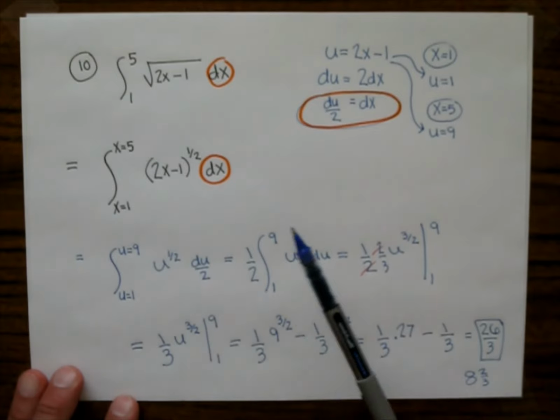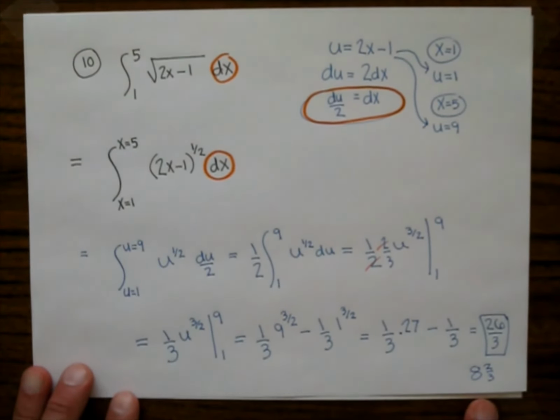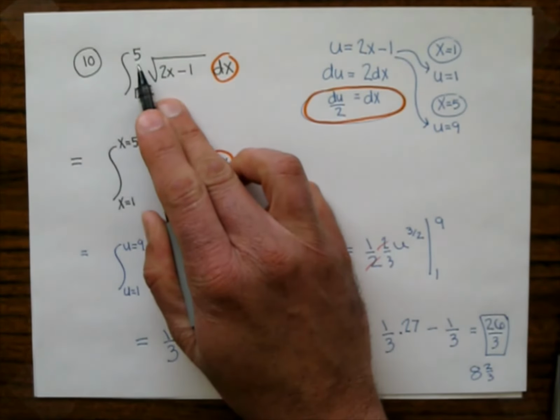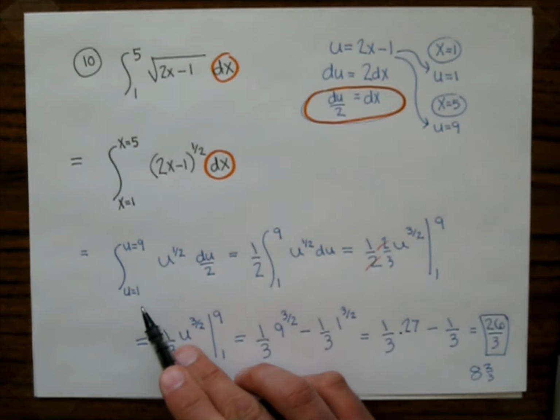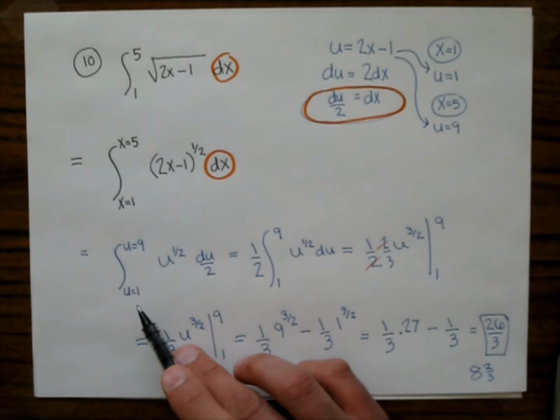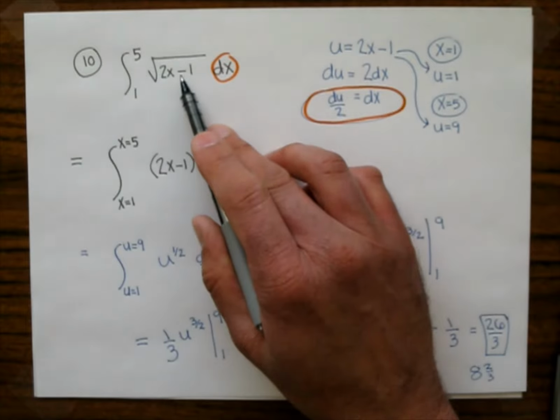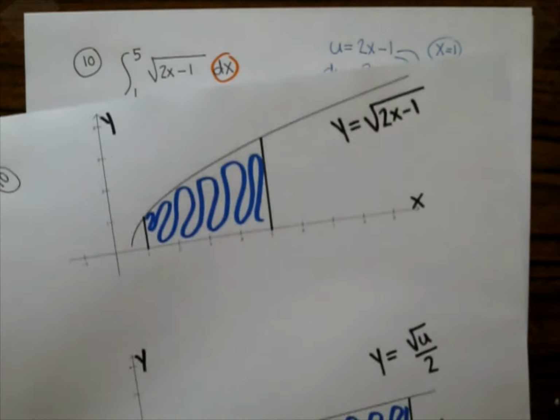I'll go over that, but before I do, when you have a change of variables, look at this first integral, which is number 10. This first integral had x's in it, and it went from 1 to 5. This integral has u's in it, and it goes from 1 to 9. These are two very different functions, and I'm going to show you those two functions.